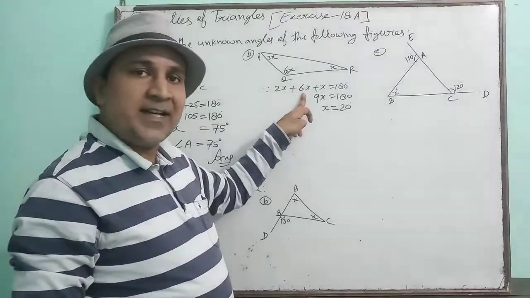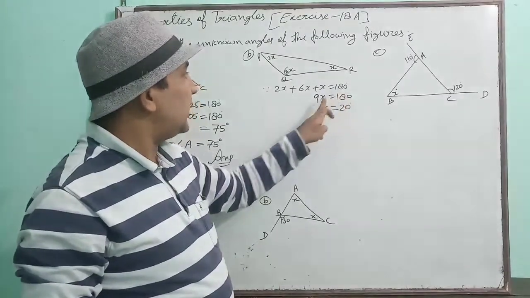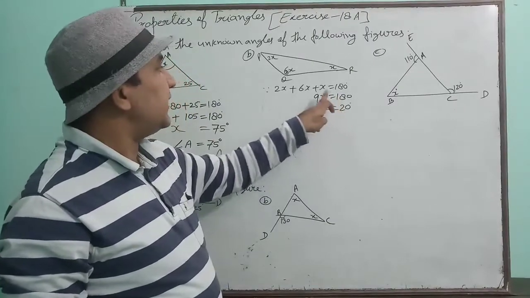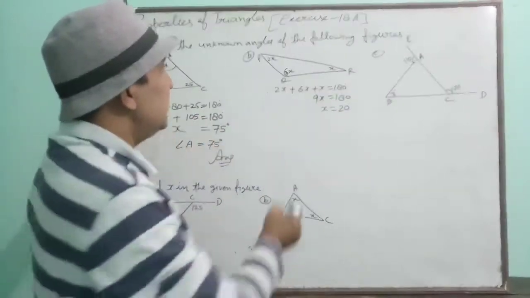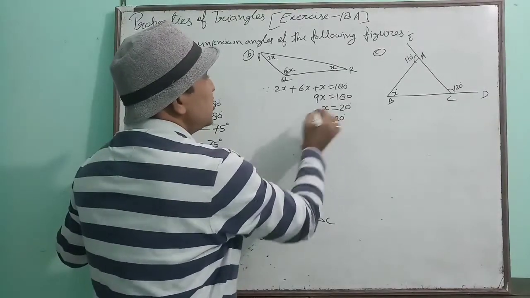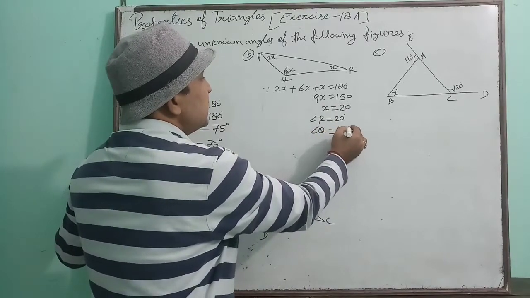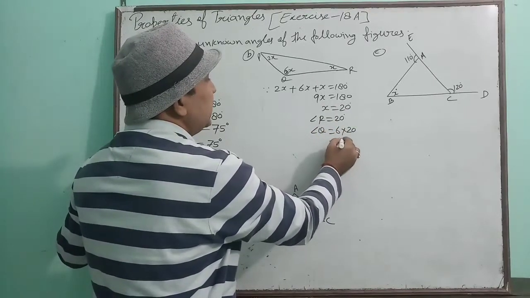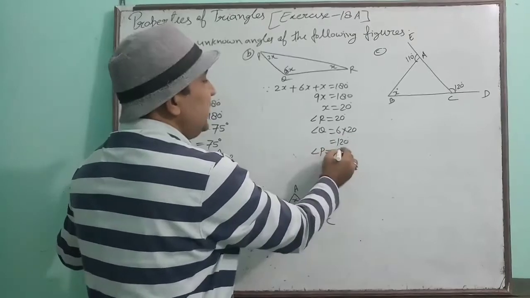2x plus 6x is 8x. 8x plus x is 9x. 9x is equal to 180. So x is equal to 180 upon 9, which is equal to 20 degree. Now see, x is 20, which means angle R is 20 degree. Now what will be angle Q? 6x means 6 into 20, that means 120 degree. And what will be the value of angle P?